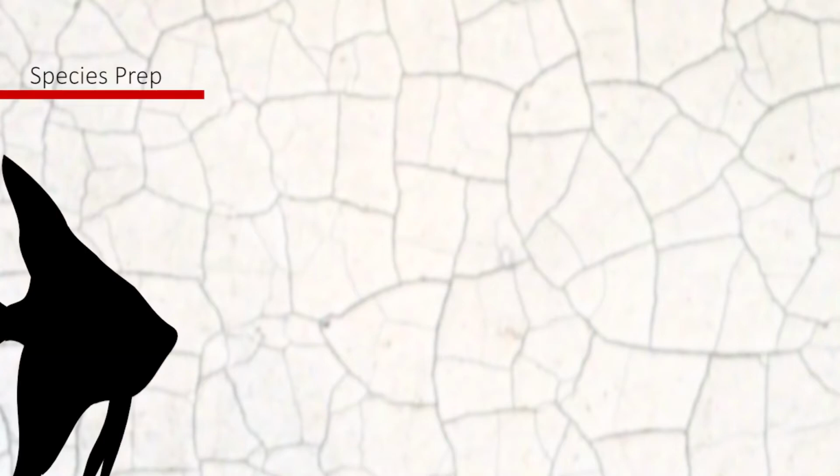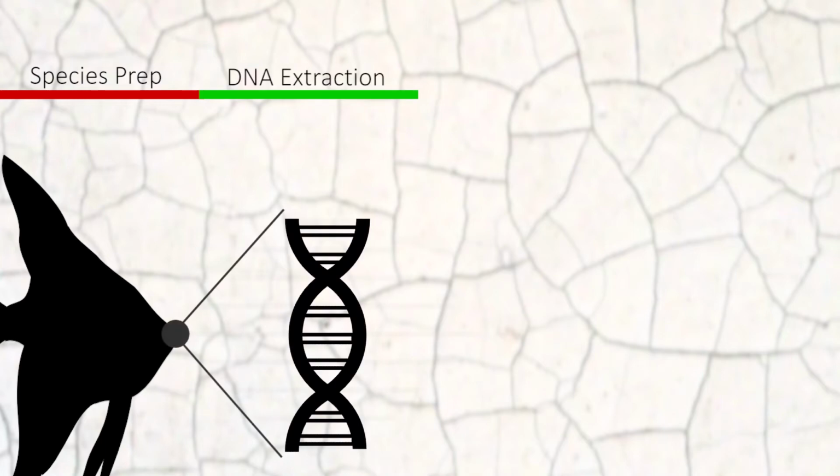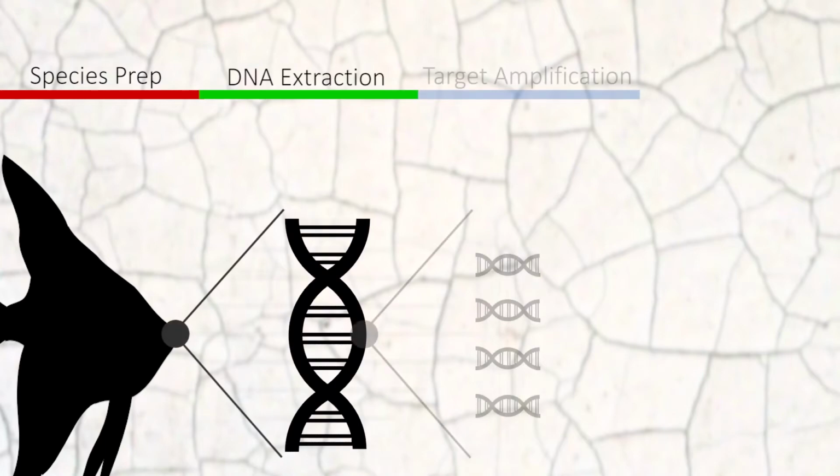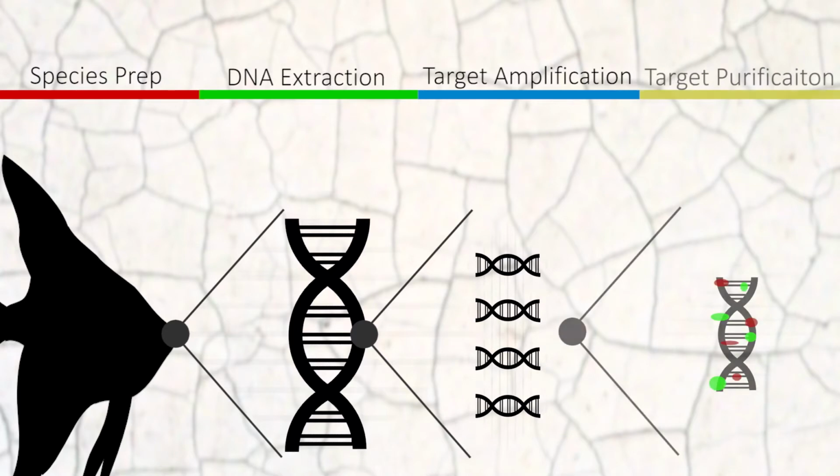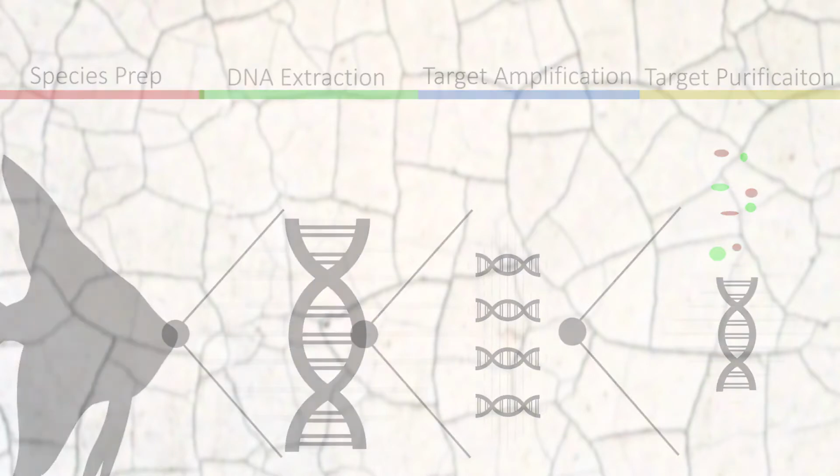First, the sample type and representative species have to be prepared. This is followed by a reliable and efficient DNA extraction procedure. From the resulting DNA, the specific DNA target has to be amplified for sequencing. Finally, this target has to be purified to ensure the most accurate sequencing results. Depending on the nature of the sequencing method used, preparation of DNA sources is imperative to achieve the desired results.